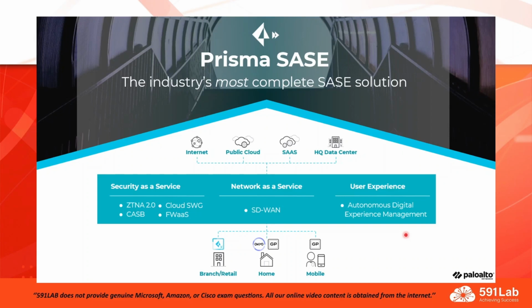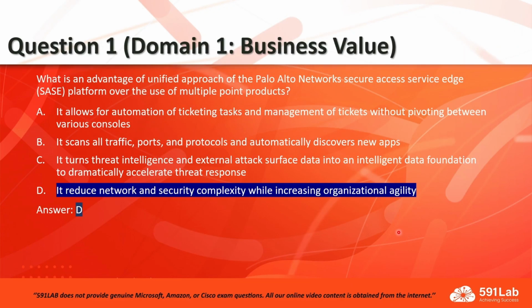From this point of view, we can see that one solution, Prisma SASE, can enable multiple use cases. Using this one solution will reduce network and security complexity in our environment. Then the answer for this question is D. It reduces network and security complexity while increasing organization agility.